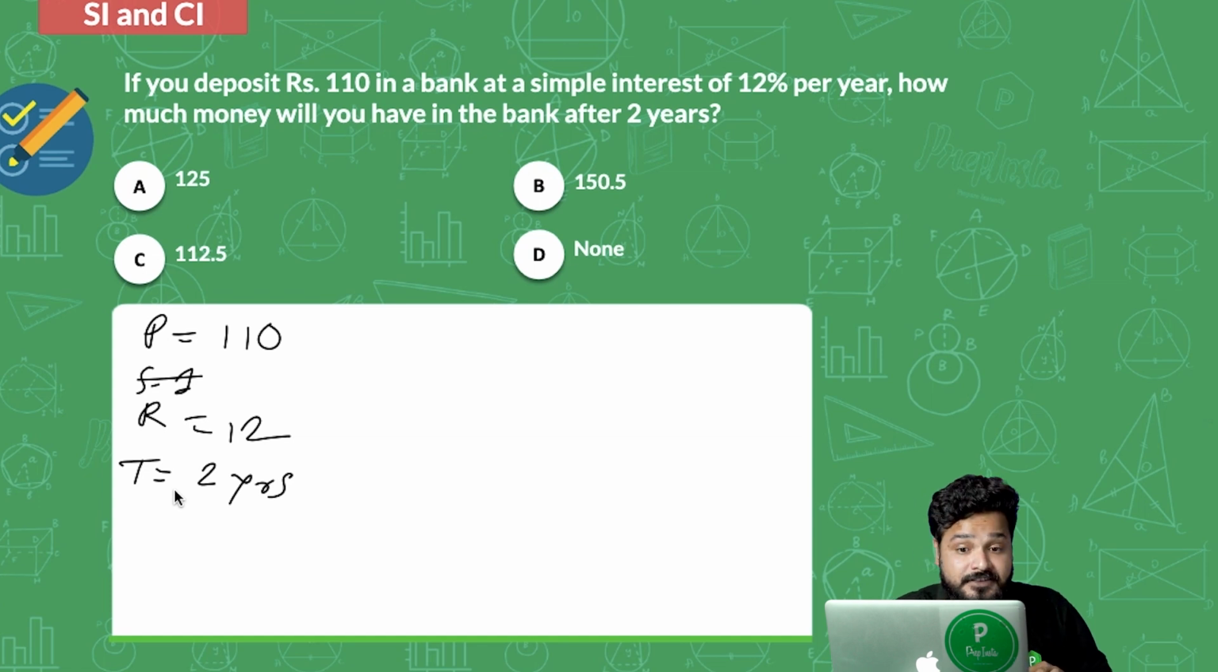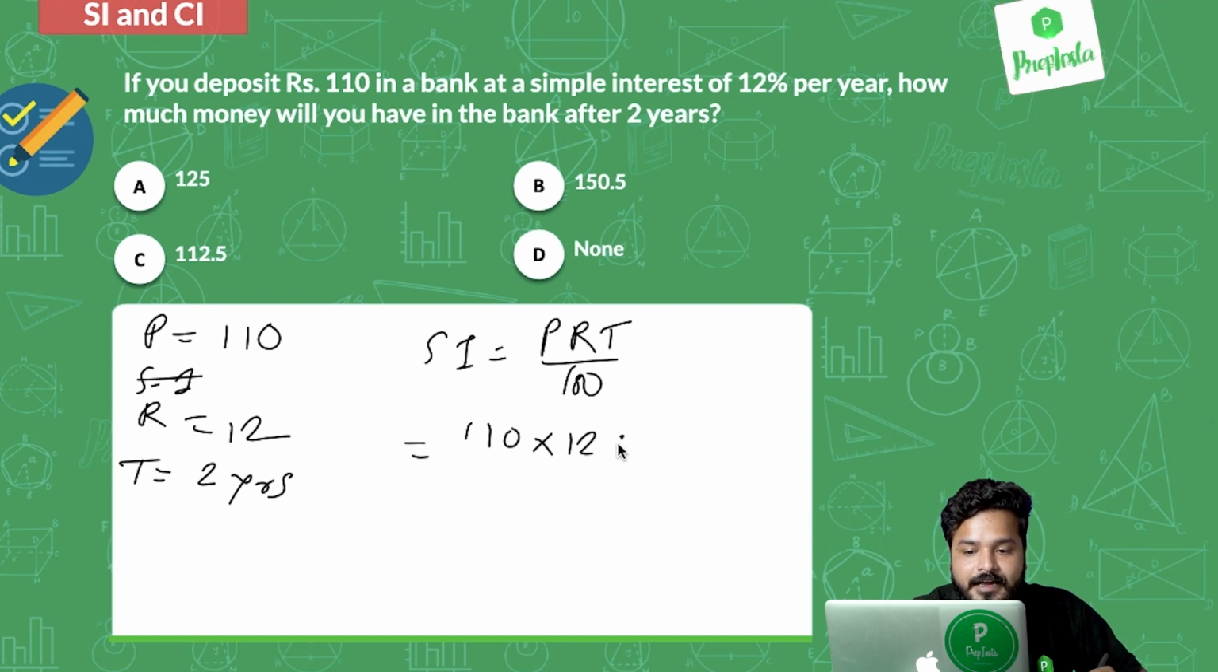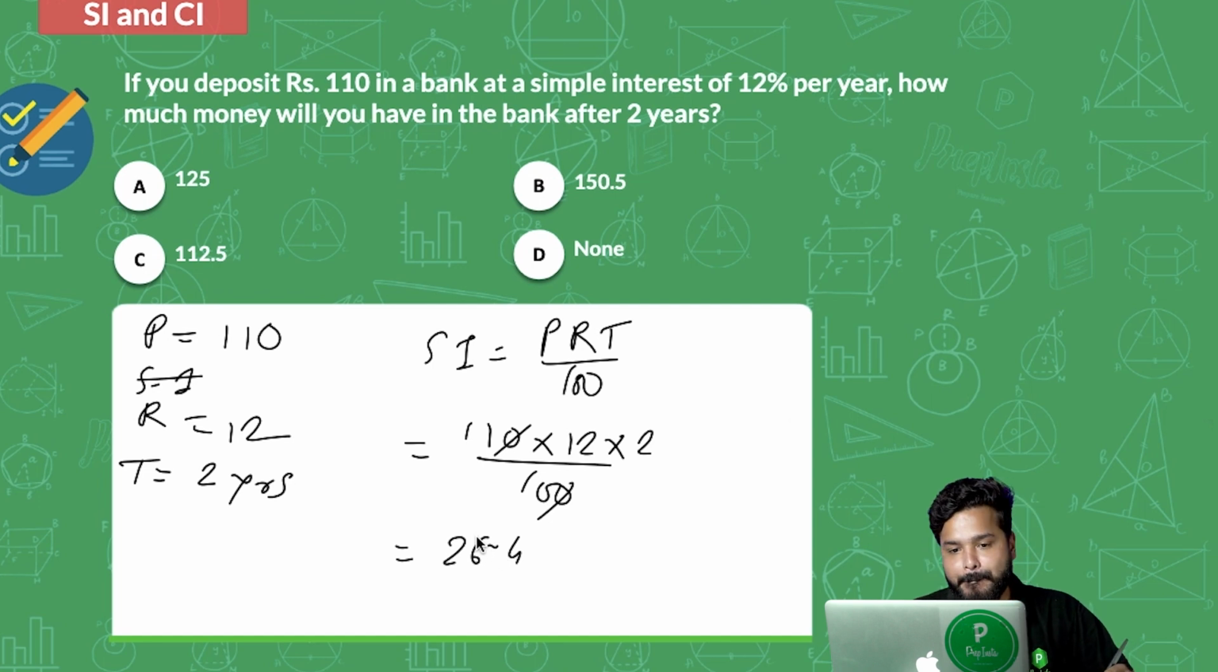So what is the formula for simple interest? The formula to find simple interest is PRT by 100. The principal is 110, the rate is 12, the time is 2, upon 100. 0 and 0 gone. 12 2s are 24, so this will give you 26.4. Yes, 26.4 would be the answer.